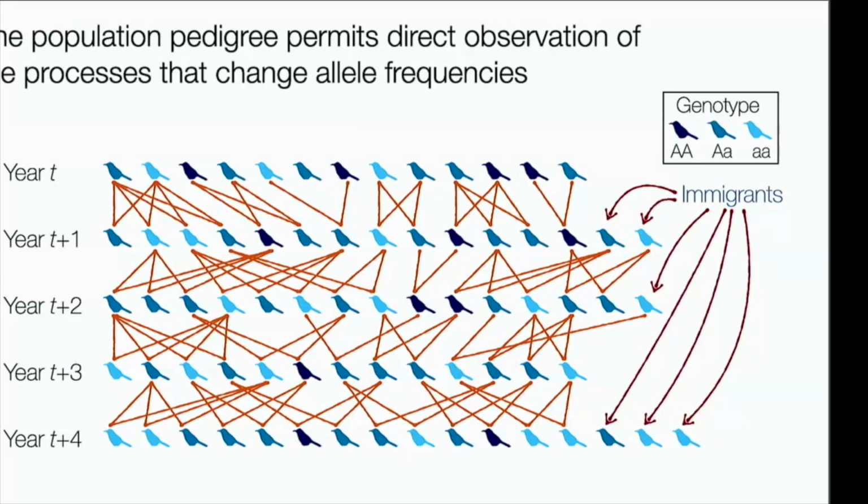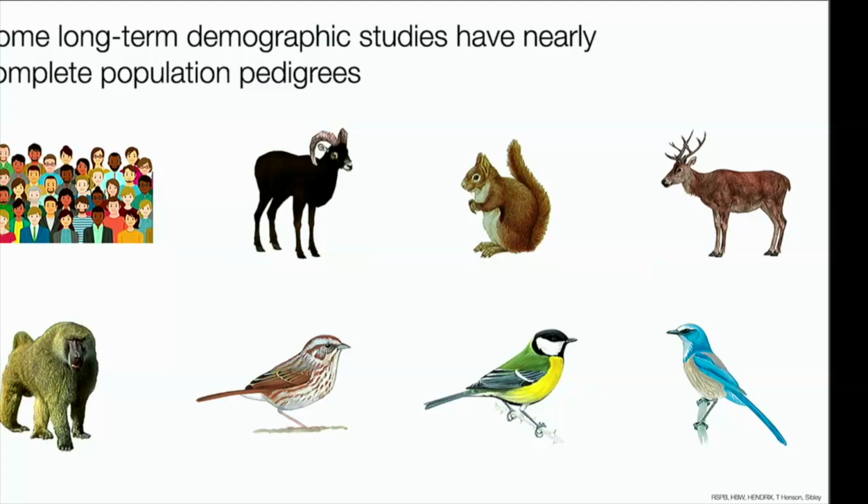These individual-level processes are fully encapsulated in what's called the population pedigree, or the relationships of all individuals in a population over time. For every natural population, there is one true underlying pedigree. If you have information on this pedigree, you have the ability to directly observe the evolutionary processes changing allele frequencies over time. It is a lot of work to get information on the population pedigree, but there are a few cases where these types of data are available.